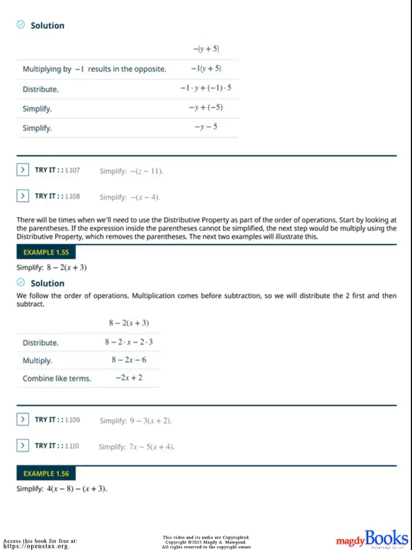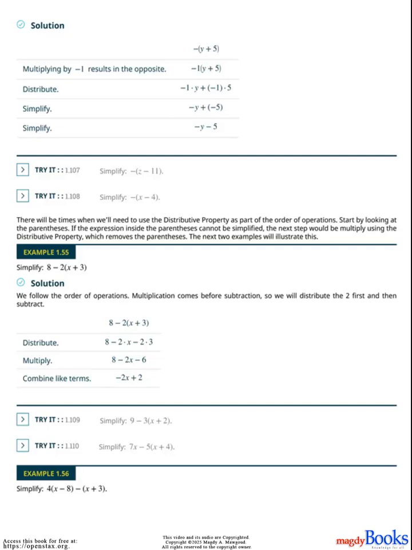Negative open parenthesis, z minus 11, closed parenthesis. Try it 1.108. Simplify. Negative open parenthesis, x minus 4, closed parenthesis.